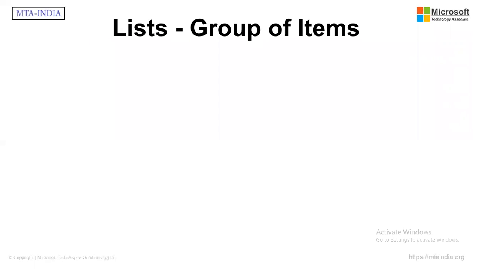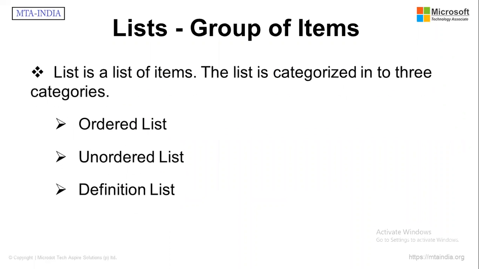So what is a list in HTML? Sir, listing the contents, sir. Whenever you print a list of items, the list is categorized into three sections: ordered list, unordered list, and definition list. That is inside HTML.